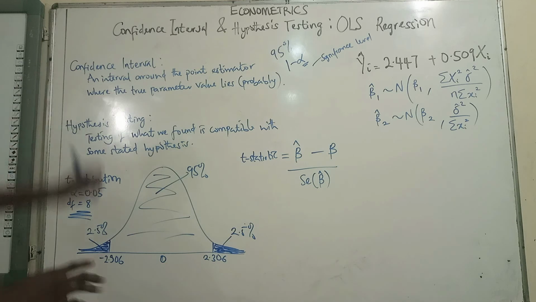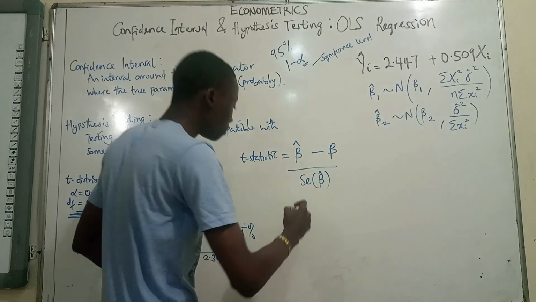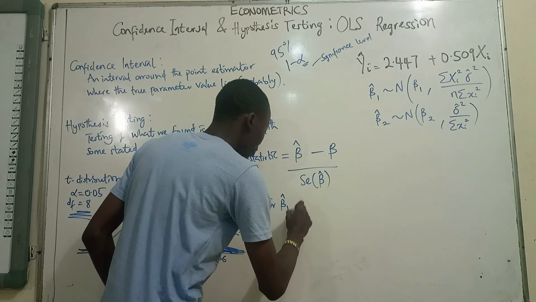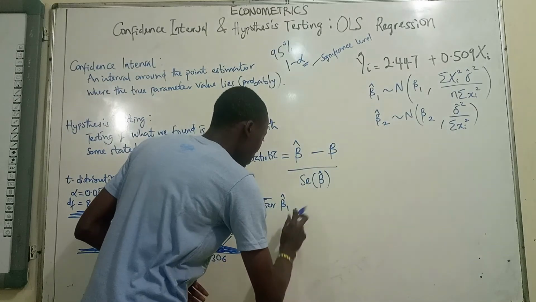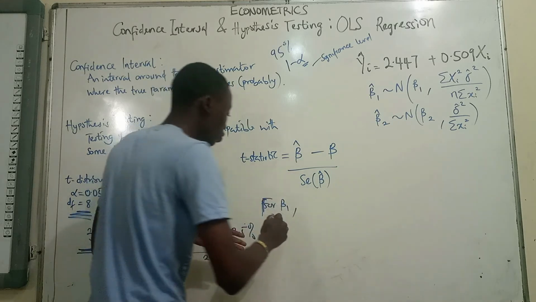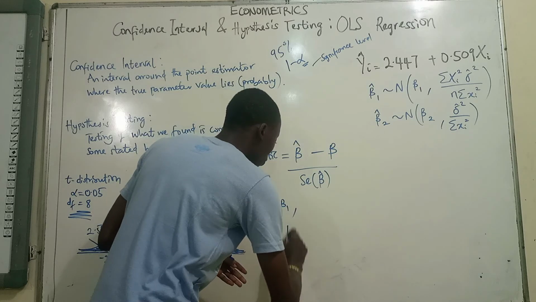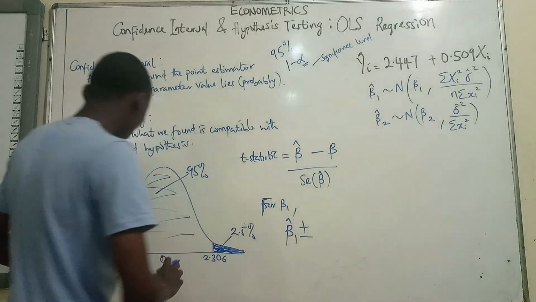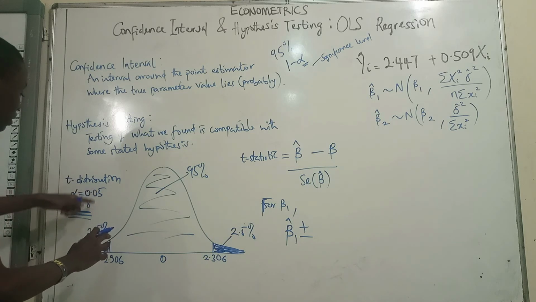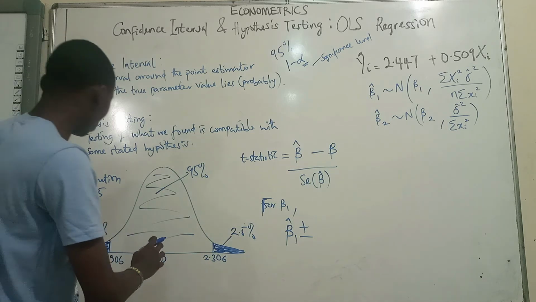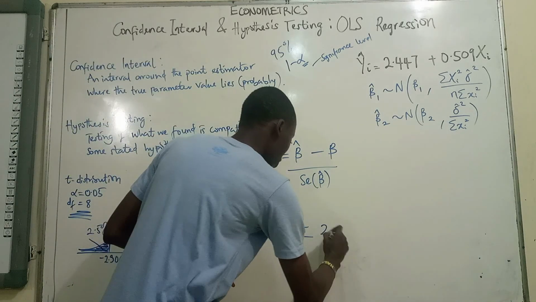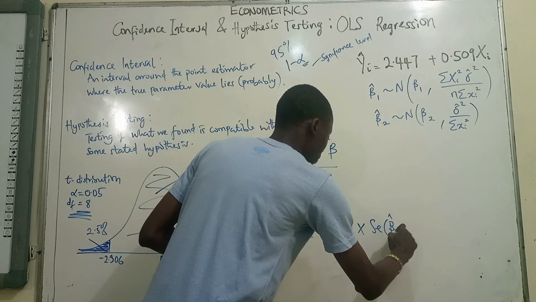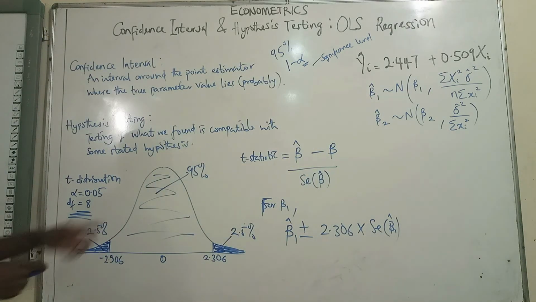When it comes to the confidence interval, the way it works is this. We want to estimate the confidence interval for beta 1, that is, for the true population parameter value. Our confidence interval will be what we estimated plus or minus the t value. What we are making use of is the 0.05 significance level and 8 degrees of freedom. So at this point, let me just call it 2.306 times the standard error of beta 1.